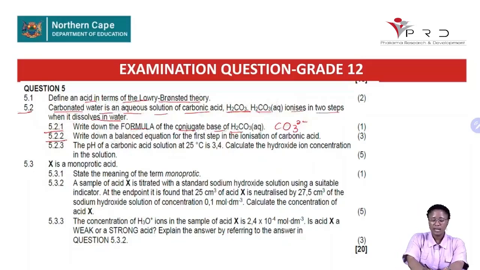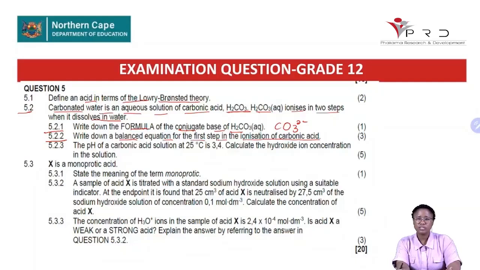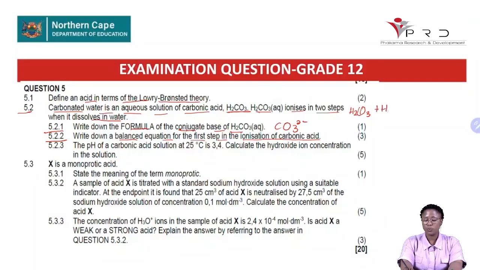5.2.2 says to us, write down a balanced equation for the first step in the ionization of carbonic acid. They want to see the first step, okay? They don't want to see 2 steps, they only want to see 1. So what is the first step? It is carbonic acid, which is H2CO3, okay? That is going to react with water, okay? Because remember, it is in aqueous solution. Remember that. Ionizes completely in aqueous solution.